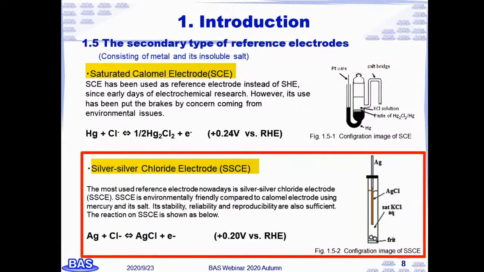Here's another one. The most used reference electrode nowadays is the silver-silver chloride electrode, SSCE. SSCE is environmentally friendly compared to calomel electrodes using mercury and its salt. Its stability, reliability, and reproducibility are also sufficient. It is 0.2 volts more positive than RHE.